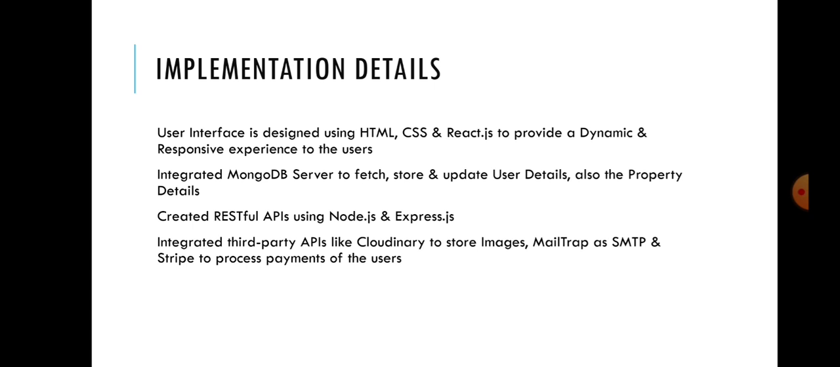Talking about the implementation, the user interface is designed using HTML, CSS, and React.js to provide a dynamic and responsive experience to the users. We integrated a MongoDB server to fetch, store, and update user details and also the property details. We also created RESTful APIs using Node.js and Express.js. We also integrated third-party APIs like Cloudinary to store images, Mailtrap as SMTP protocol, and Stripe to process payments of the users.